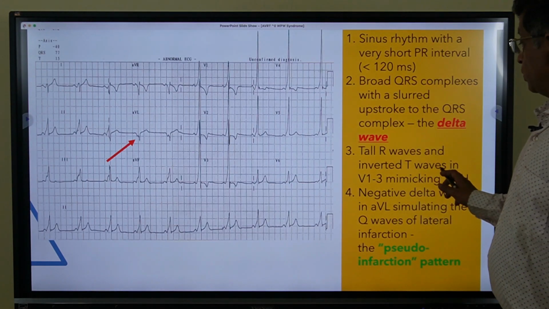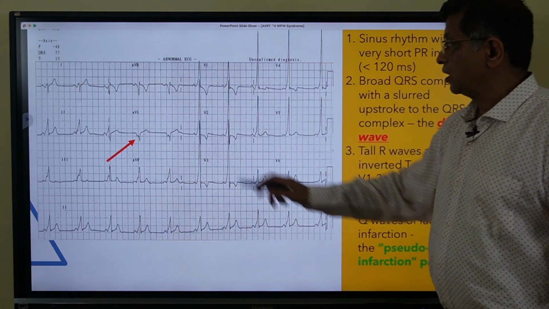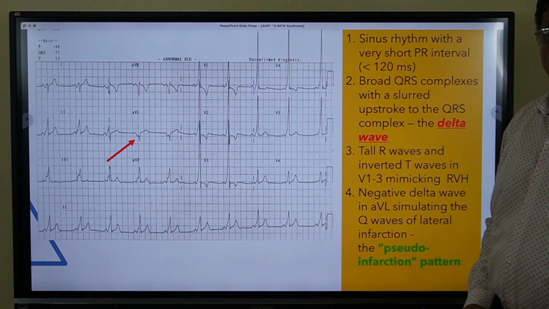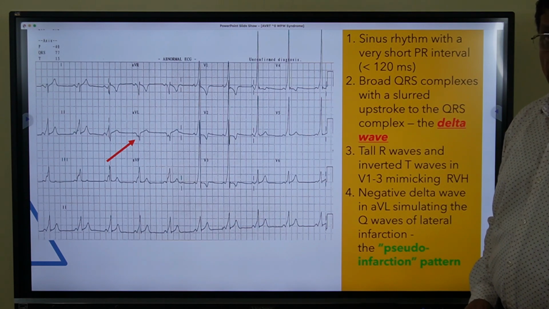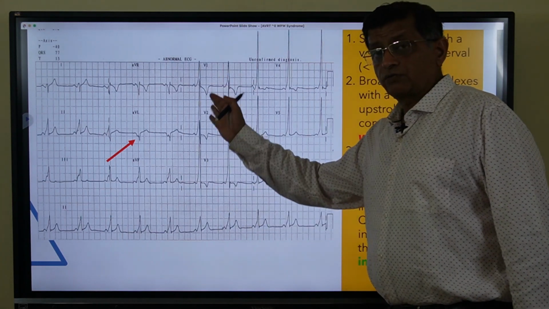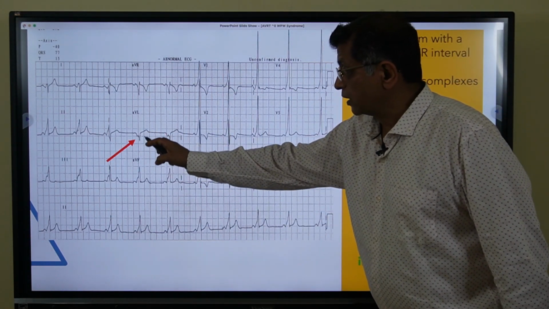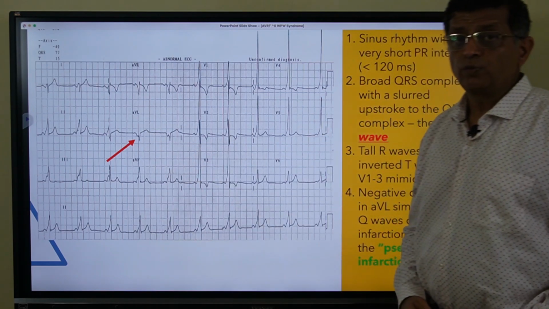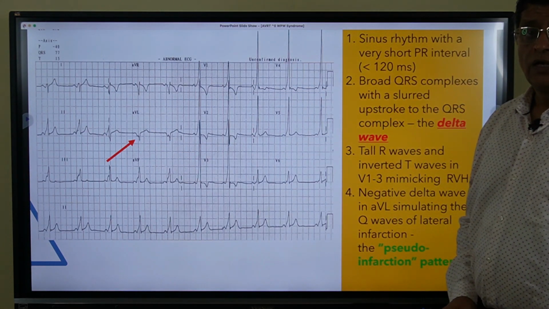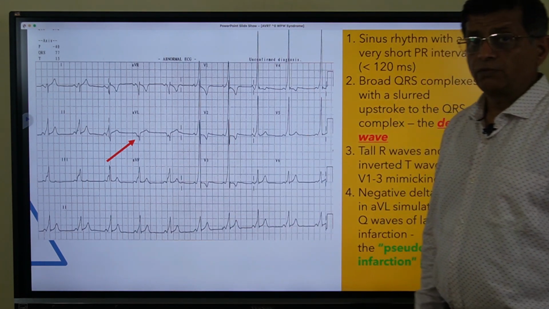Tall R waves and inverted T waves in V1, V2, V3. So if such tall R waves are seen in V1, V2, V3, you probably think this is right ventricular hypertrophy or a posterior infarct. But both are wrong. This is a case of WPW syndrome. And lastly, you can see something like a QS pattern in aVL, and you may think in terms of a lateral infarct, but this is a pseudo-infarction pattern in WPW syndrome.